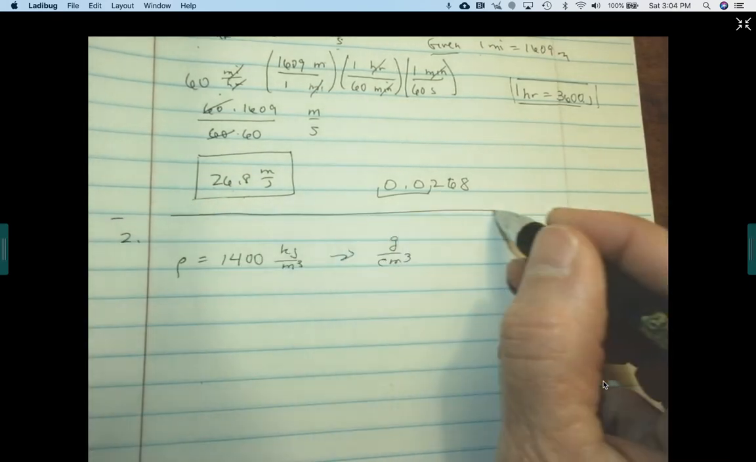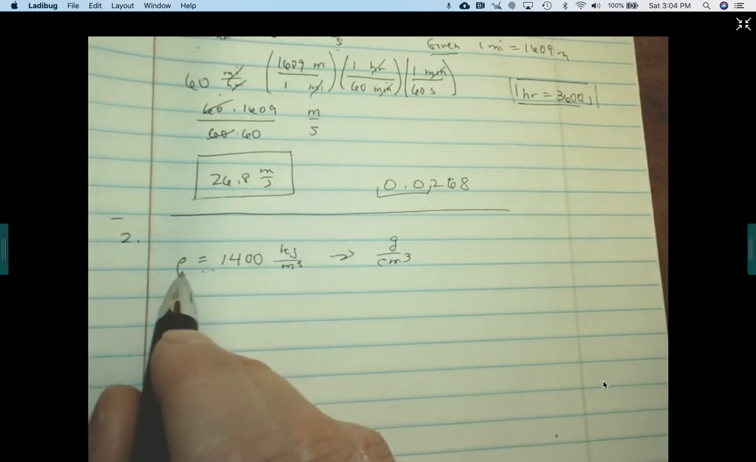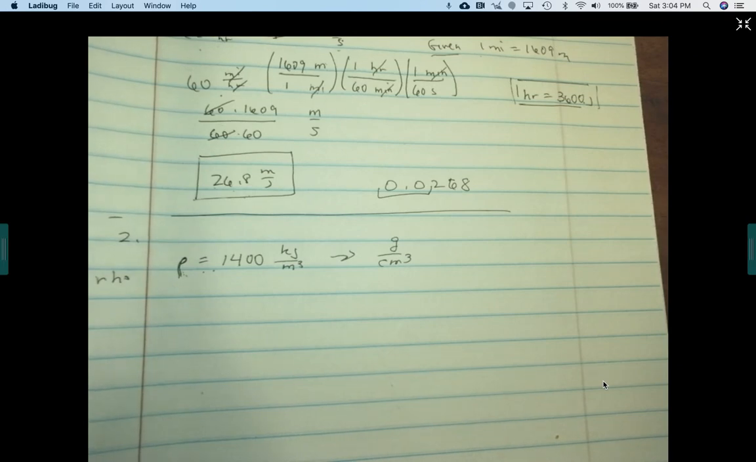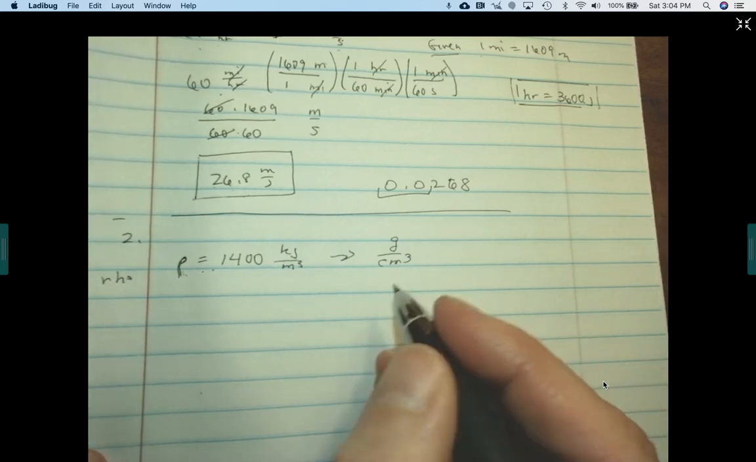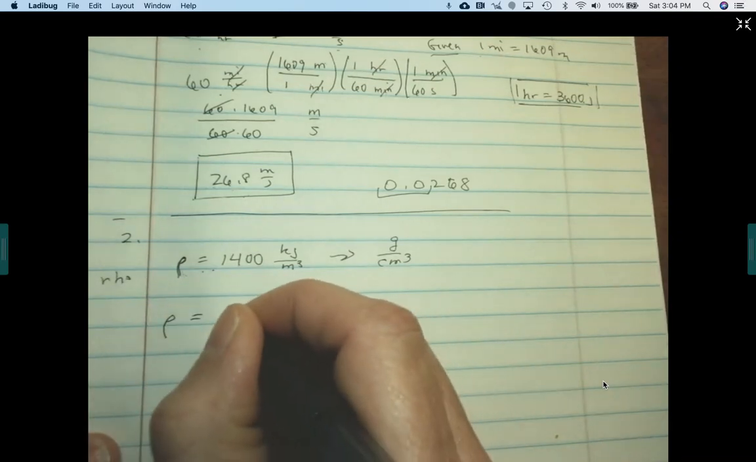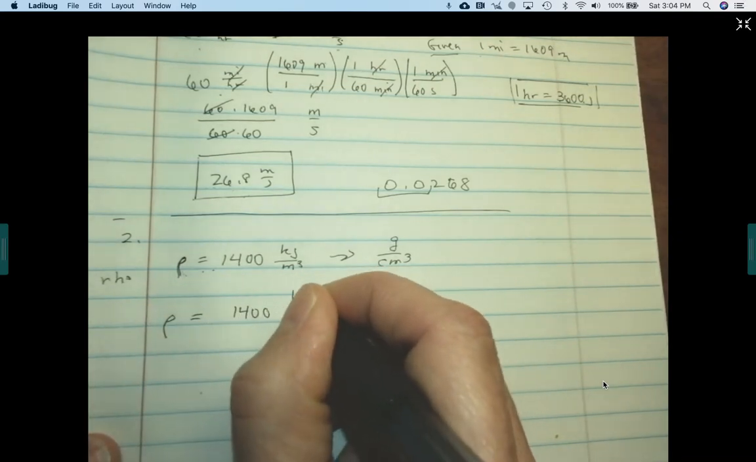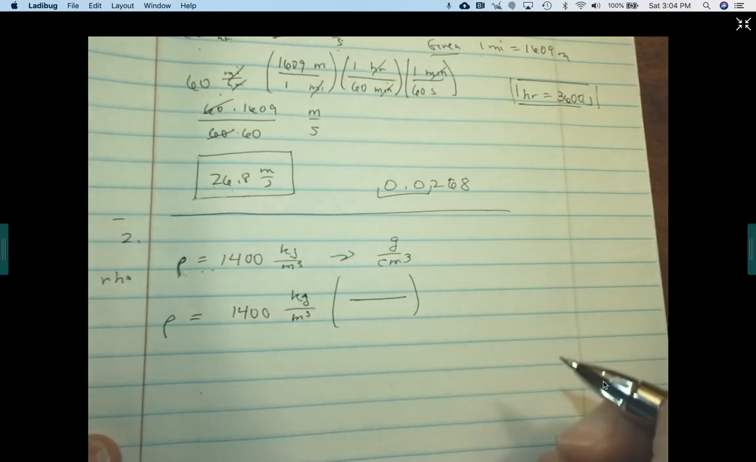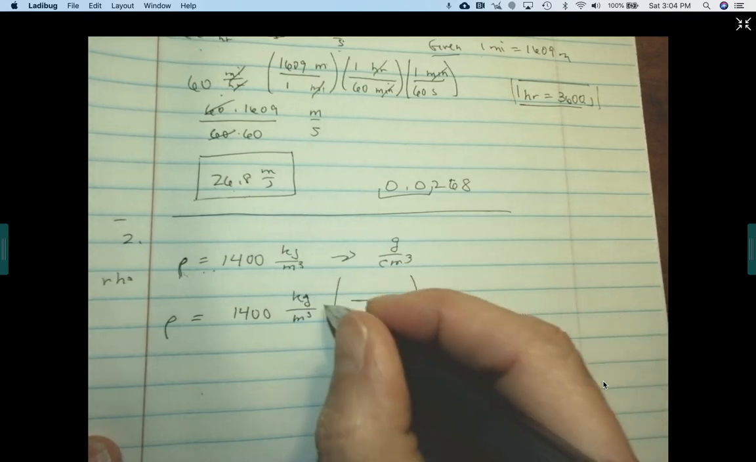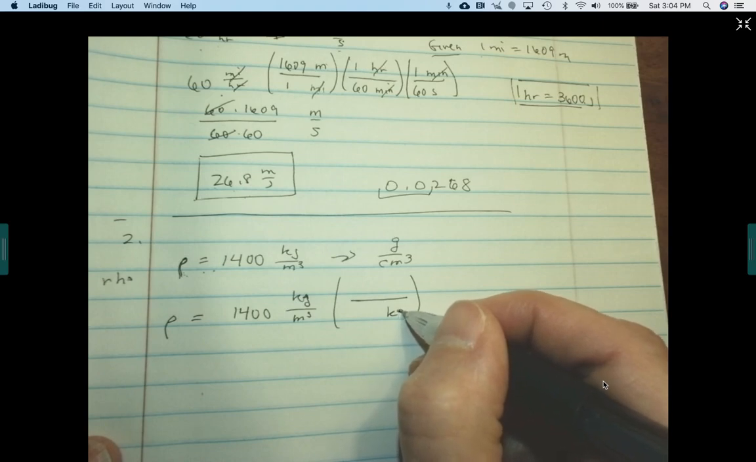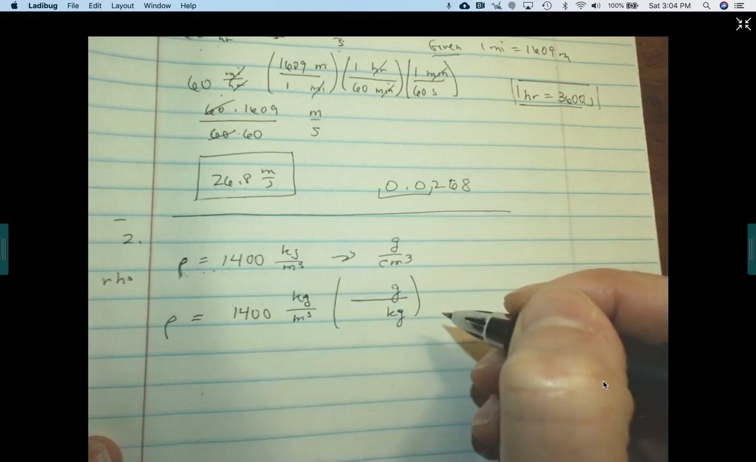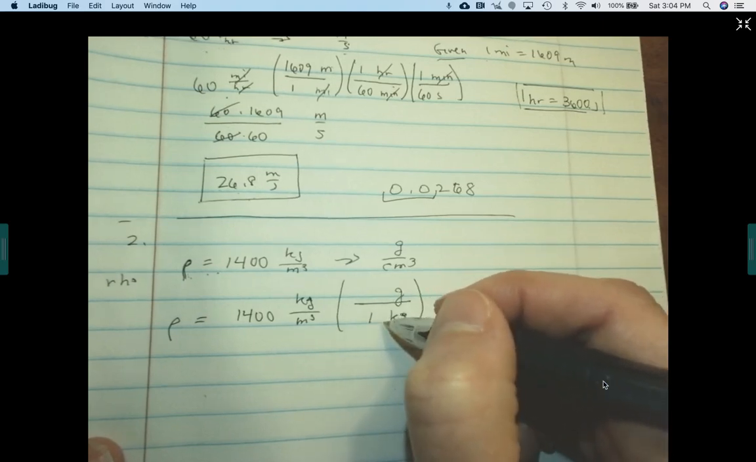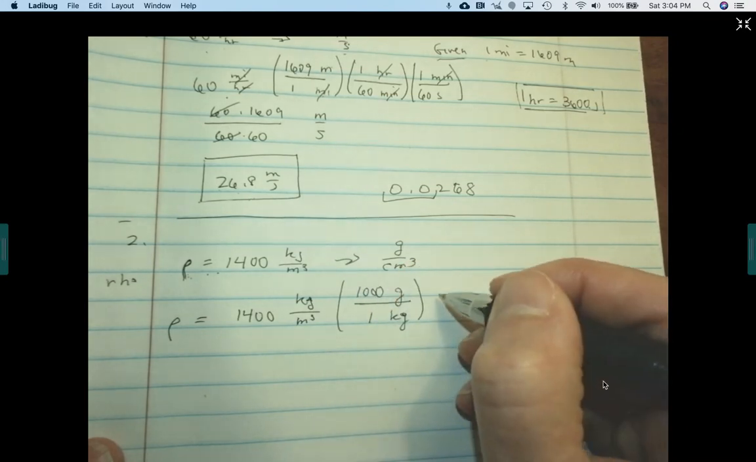Okay, so here's number 2. We want density, which is often represented by the symbol rho, R-H-O, the Greek letter. So we'll start with density, and we have 1,400 kilograms per cubic meter. So again, we'll multiply our fractions here, and let's do the mass first. We have the kilograms on the top, and we want to get rid of it. We put kilograms on the bottom, so those will cancel out, and we put grams on the top. And we know from our units that a kilogram is 1,000 grams.